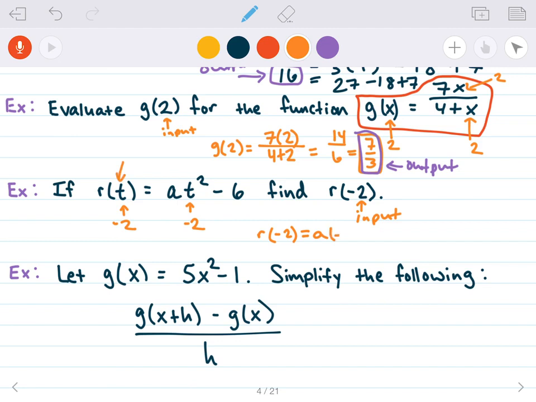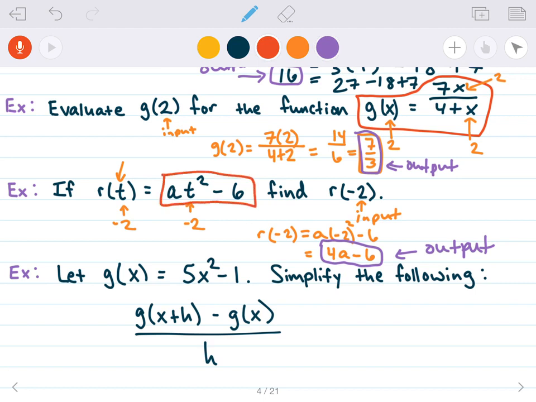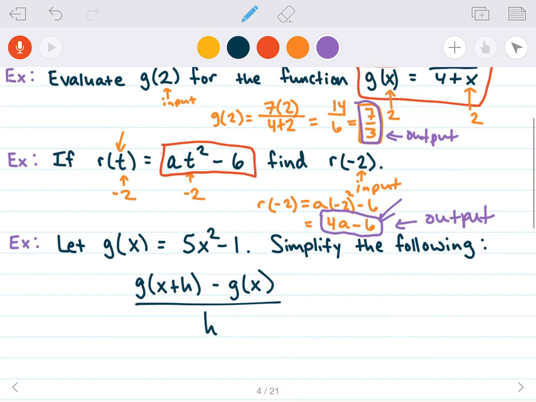Okay, so negative 2 squared minus 6. So if we simplify this out, negative 2 squared is just 4. We end up getting 4a minus 6. And it's okay that it's not a number. We have a variable still in there, but it's still valid. It's still going to be our output. So when our input is negative 2, for our rule at squared minus 6, our output is 4a minus 6. Okay. All right, let's look at the next one.